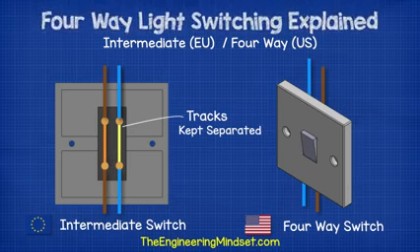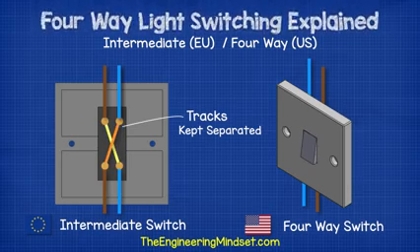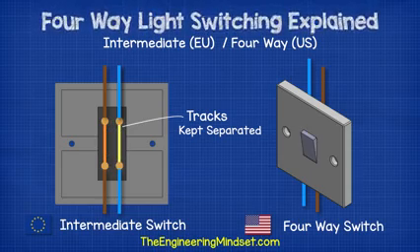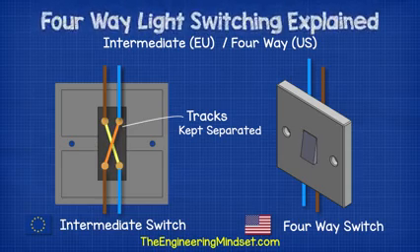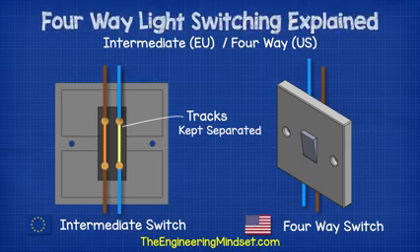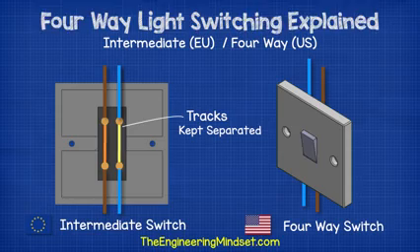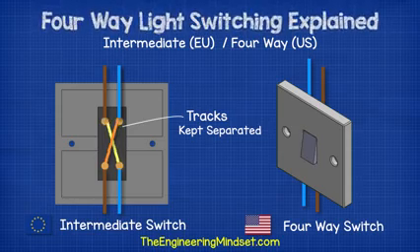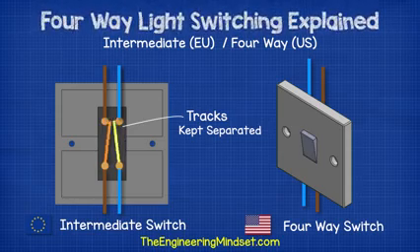These intermediate or 4-way switches have a very clever design. The switch has a mechanical component inside, which means that when the switch is flipped, it crosses its tracks to change the direction. These 2 tracks do not touch, they are kept completely separated. By crossing its tracks to change the direction, we can therefore divert the electricity and make or break the circuit.